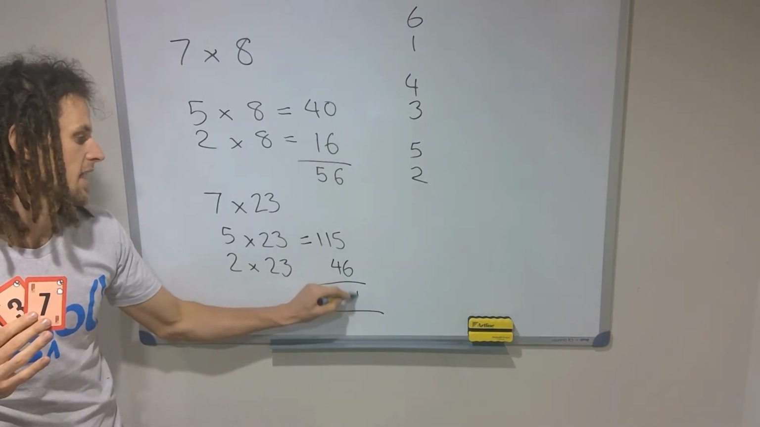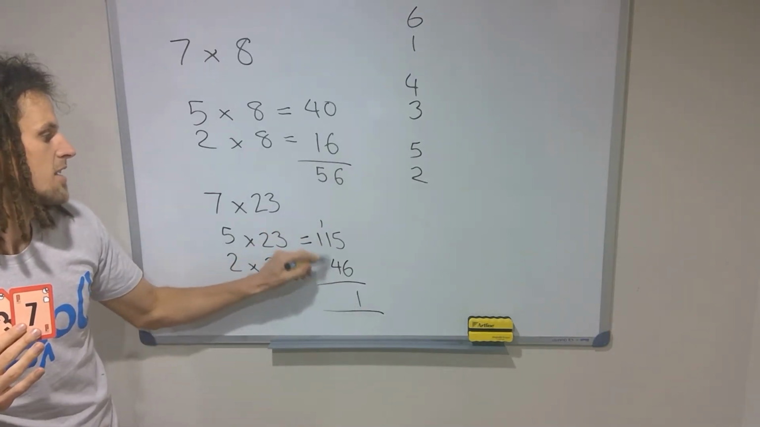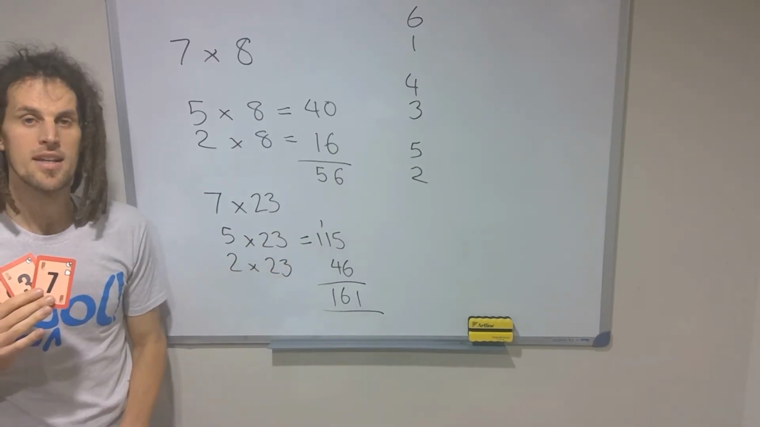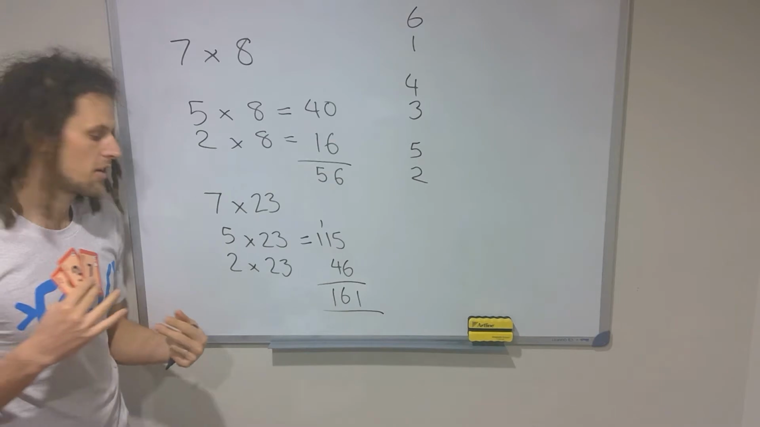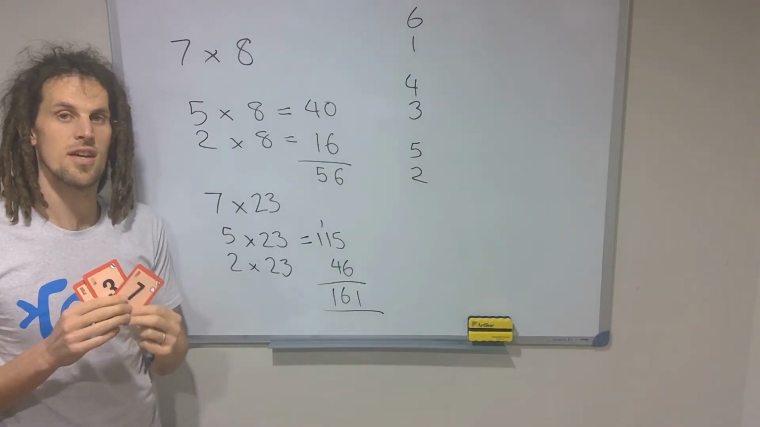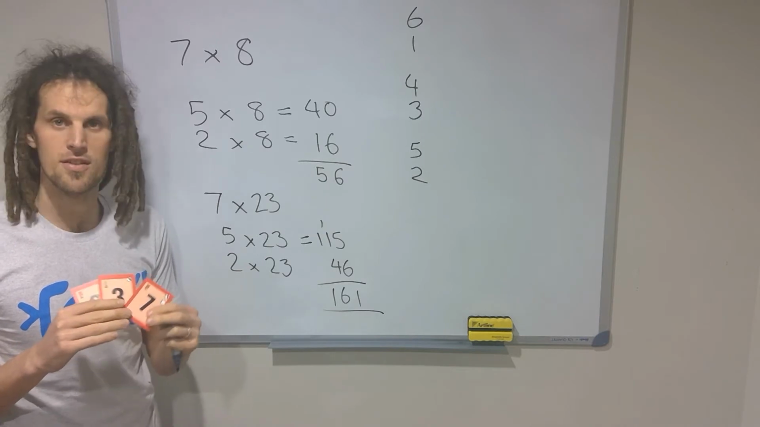5 and 6 is 11, so we'll put the 1 there and the 10 there. 4, 1 and 1, 60, and then 161. And again, this helps us transfer our knowledge to work out any multiplication when we're using 7. And this can be used with any number that you find tricky.